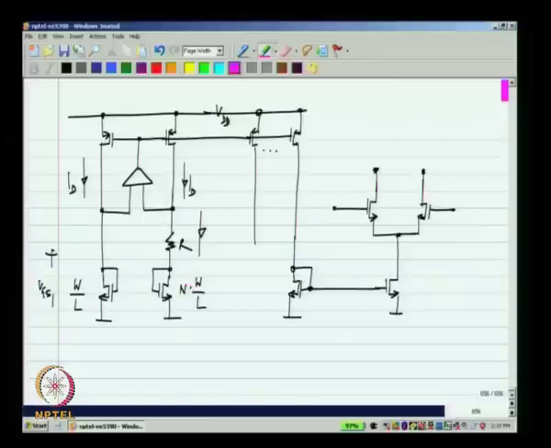Okay. But in reality what happens is that there will be body effect in this and there is no body effect in that and so on. Okay. You will see that the GM of this will be slightly different from the GM of this one and the tracking will not be perfect. Okay. So, that is one of the issues with this one.